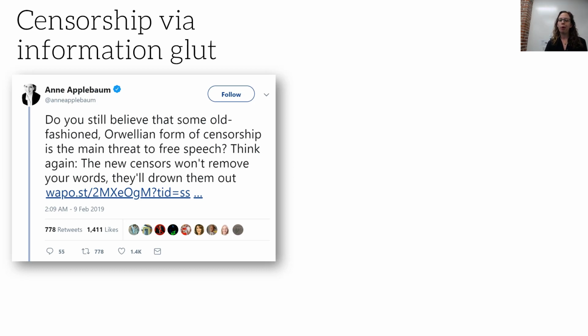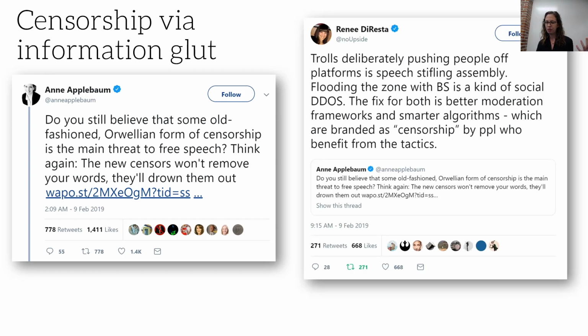Anne Applebaum wrote in the Washington Post, "Do you still believe that some old-fashioned Orwellian form of censorship is the main threat to free speech? Think again. The new censors won't remove your words, they'll drown them out," just because there is so much text to parse through on the web. Renee DiResta has spoken about this. She referred to flooding the zone with BS as a kind of social DDoS, which stands for distributed denial of service, attacking people through so much information.